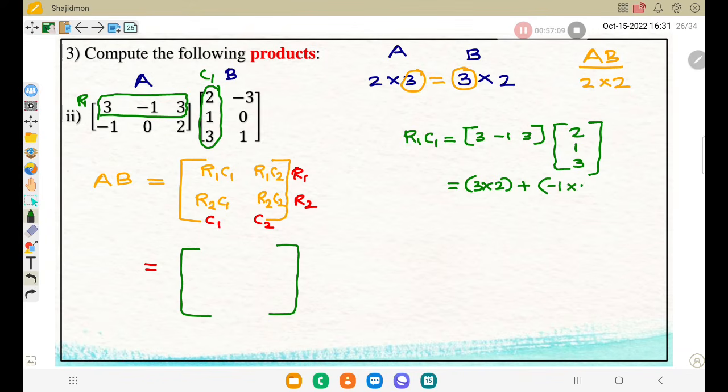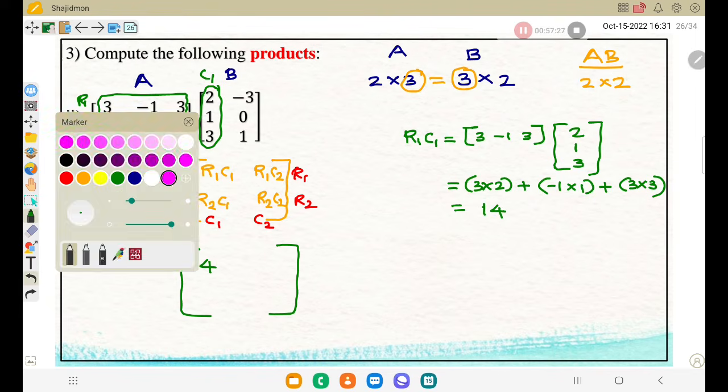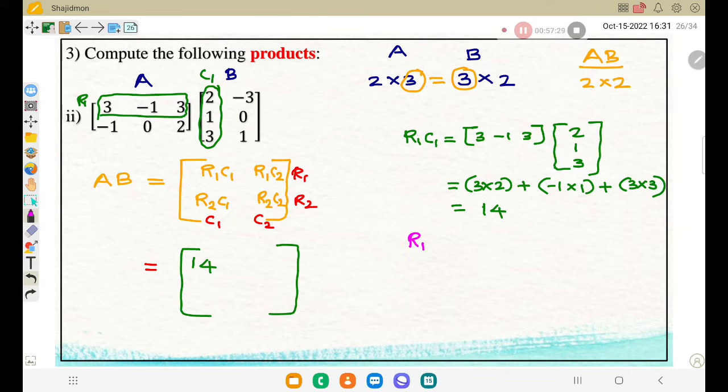So first number with the first number, 3 multiply 2, plus second number with the second number, minus 1 multiply 1, plus third number with the third number, 3 multiply 3. So 3 multiply 2 means 6, minus 1, plus 9. So we will get 14. So first number here is 14. Same way, R1 with the next column number.